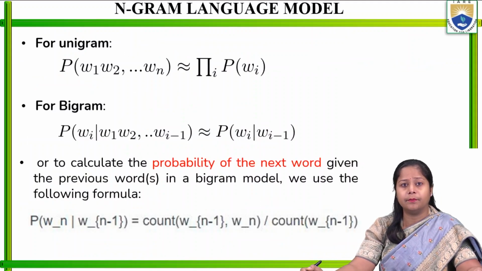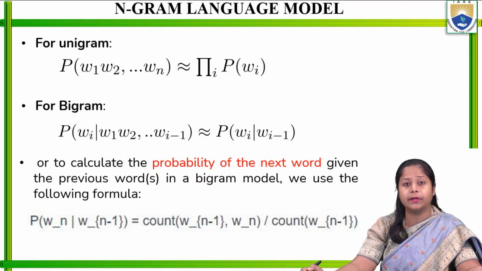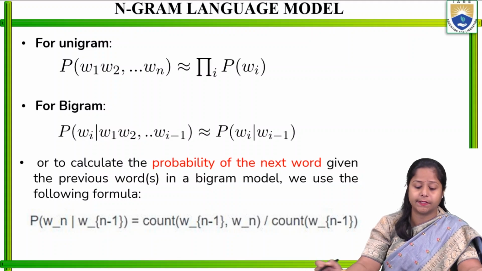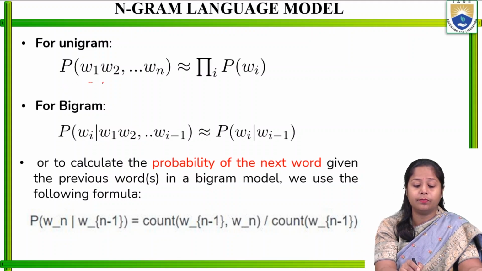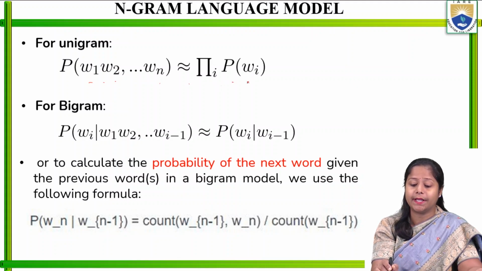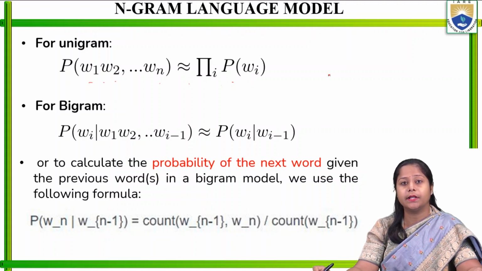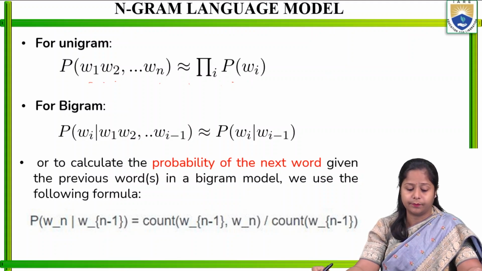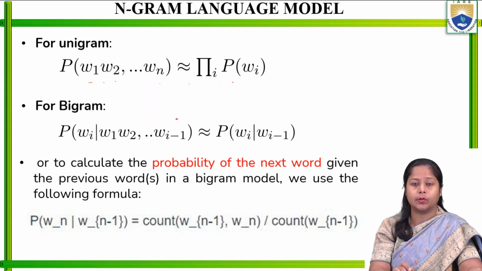So for n-grams, suppose unigrams, the same formula is applied. How? Let's see. The probability of W1, W2 to Wn can be equal to the product of the probabilities of each Wi together. The same goes for bigrams also.